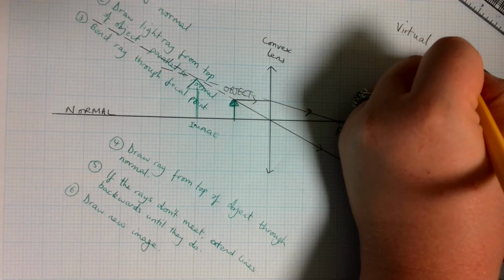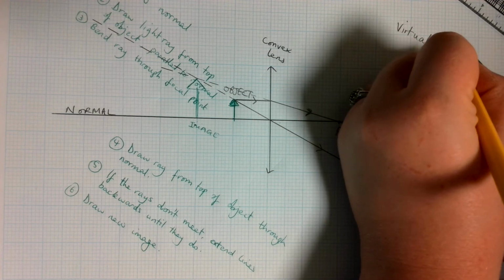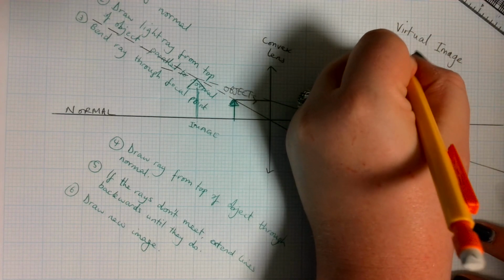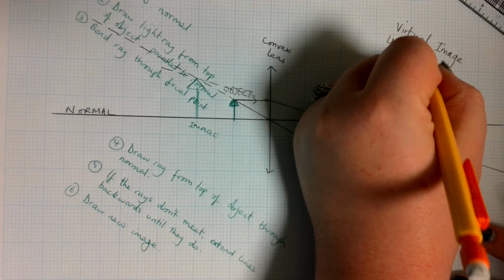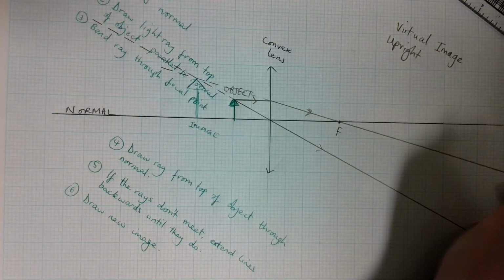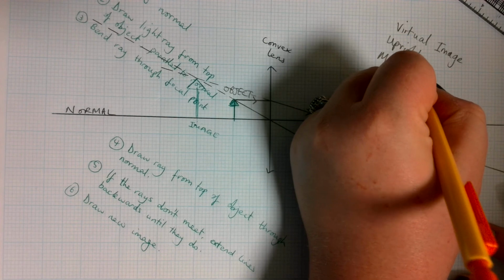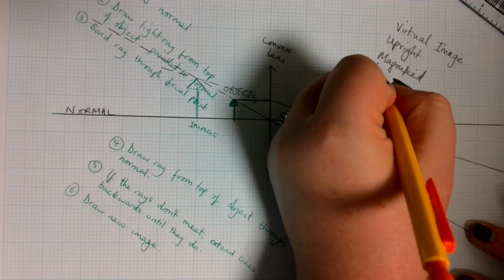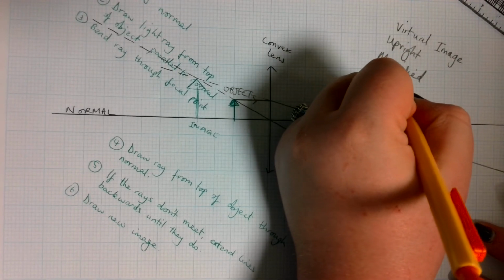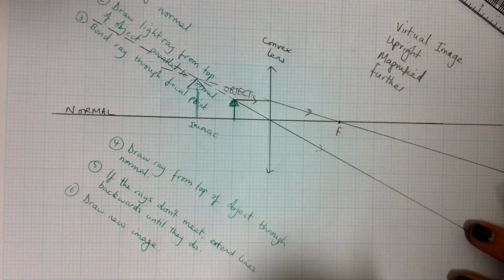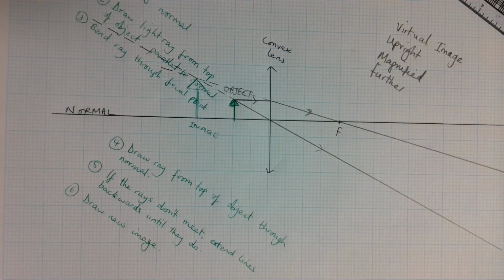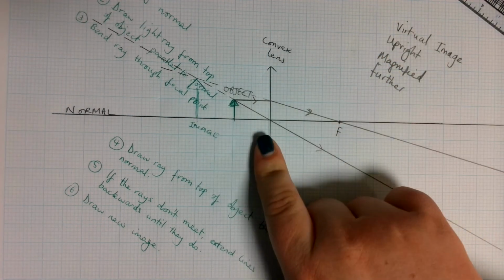So a virtual image, it's upright, it is magnified, and it is further from the lens than the object.